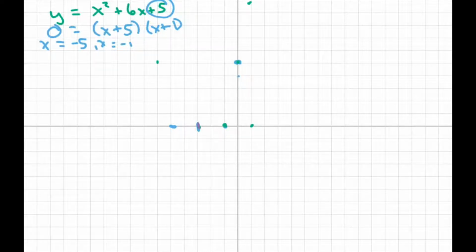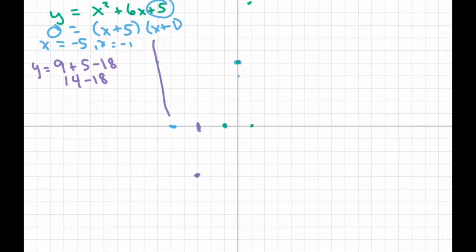I kind of want to plug in -3 here. So you plug in -3, you're going to get 9 plus 5 minus 18. I'm trying to find my vertex. So that's going to be 14 minus 18. So that's -4. 1, 2, 3, 4. That helps a little. Okay, so let's graph it. Up to here. And now we graph that.